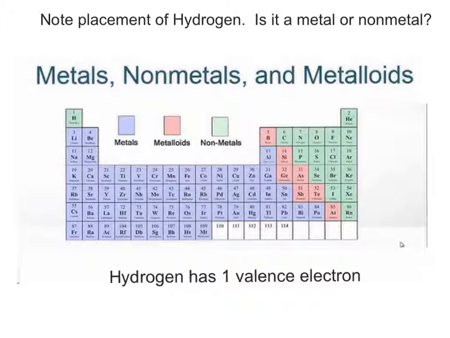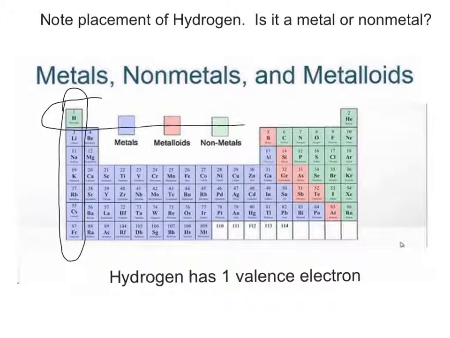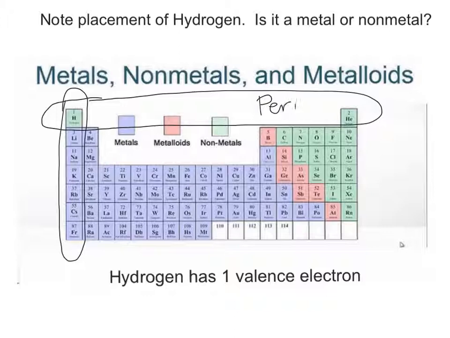Let's look at hydrogen. Is it a metal or a nonmetal? Well, we know that it's in the first family, the alkali metal family. We also know that hydrogen is in the first period. So that's your period, first period, and this is your first family.